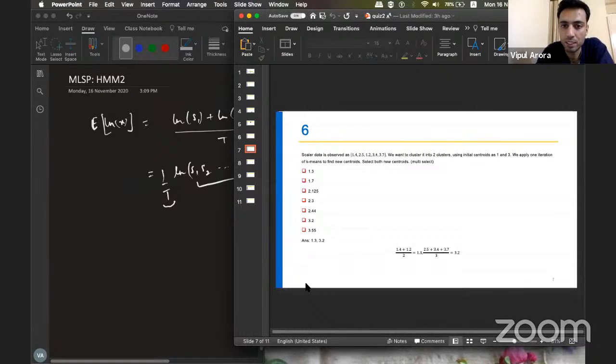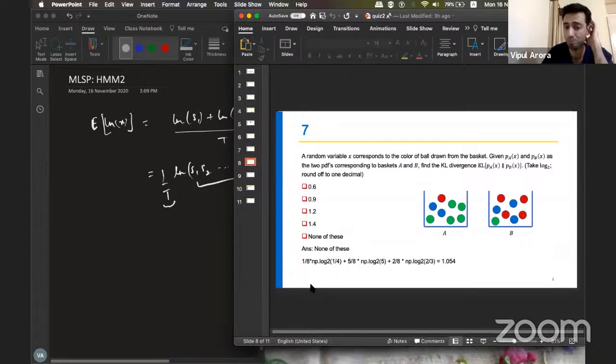Okay, number 6, scalar data, clustering. Basically, there are two clusters. So if you take 1 and 3, see which points are nearest to 1, they will go to this cluster. Which points are nearest to 3, they will go to the other cluster. Again, compute the means of the new clusters, and these are the new means. So 1.4 and 1.2 go into one cluster, and the other 3 points go to the second cluster. Find their means again. These are the new means, new centroids.